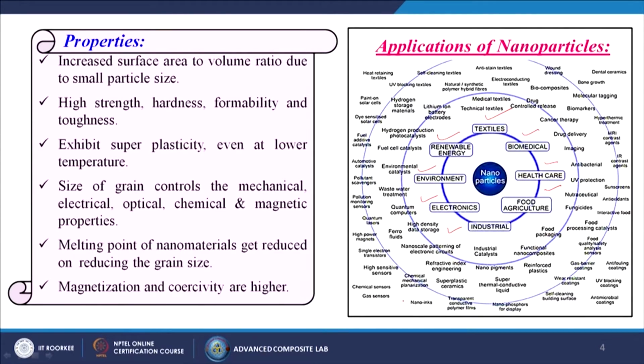So, we can make it for sensor applications, we are using it for UV blocking coatings, bone growth, molecular tagging, and dental ceramics. So, there are n number of applications where we are using nanoparticles today. So, first we have to classify the nanomaterials.